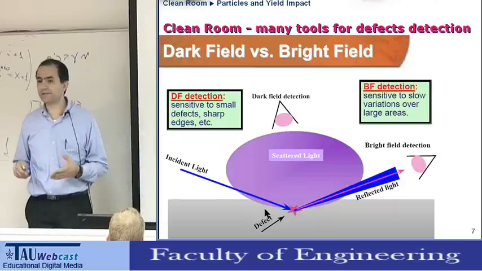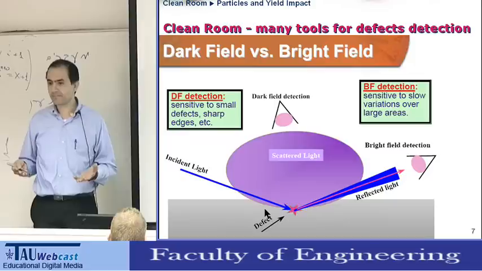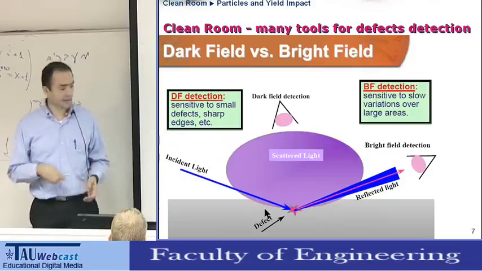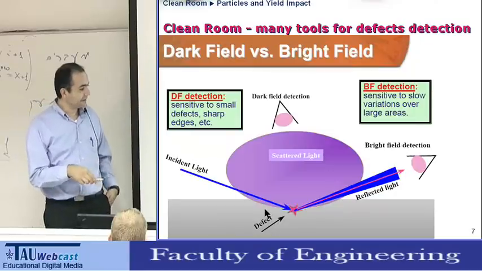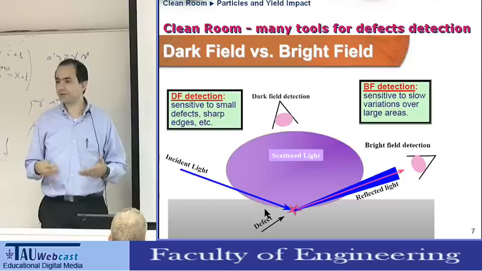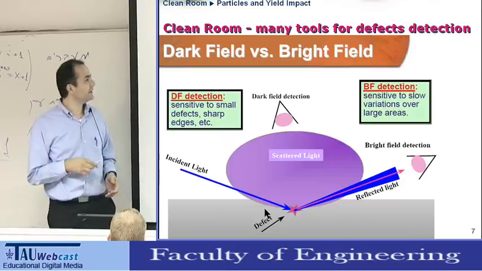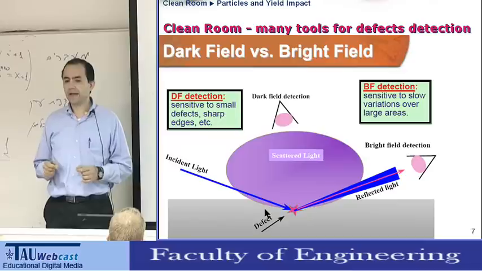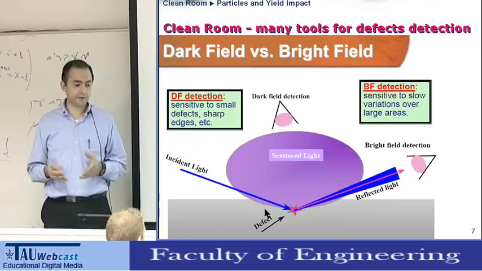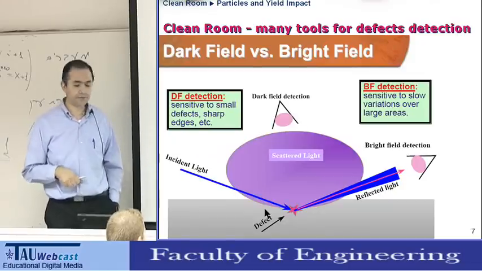The signal to noise is very good. What is the signal to noise? The ratio between the light we get from the signal and the light from the background. For bright field detection there's a lot of light from the background because the reflection is always there. So the background for dark field is very low, and the signal is relatively high. There's a reflection from a corner. So the ratio is better than the ratio for bright field detection.